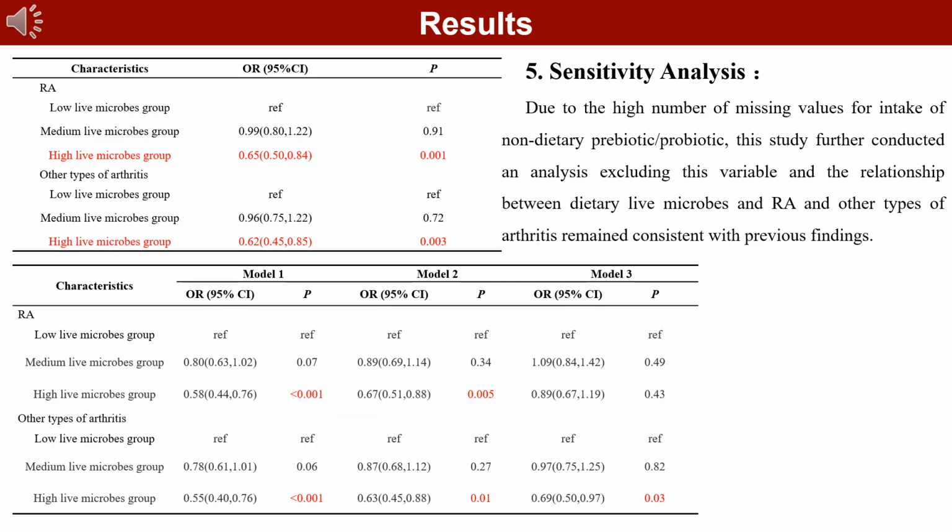In the sensitivity analysis, given the high number of missing values for intake of non-dietary prebiotic/probiotic, accounting for more than 40% of the sample, this study further conducted an analysis excluding this variable, and the relationship between dietary live microbes and RA and other types of arthritis remained consistent with previous findings.